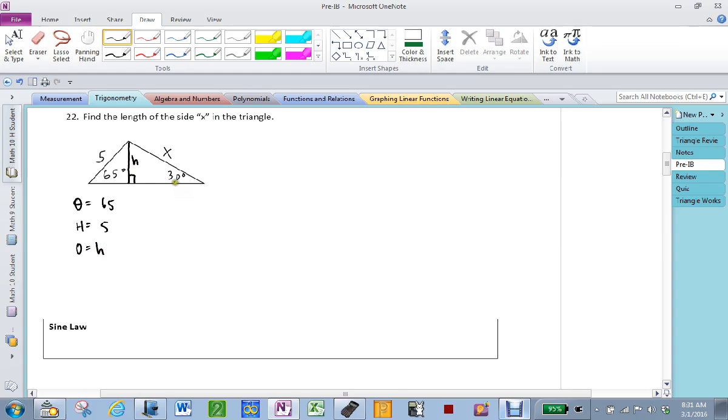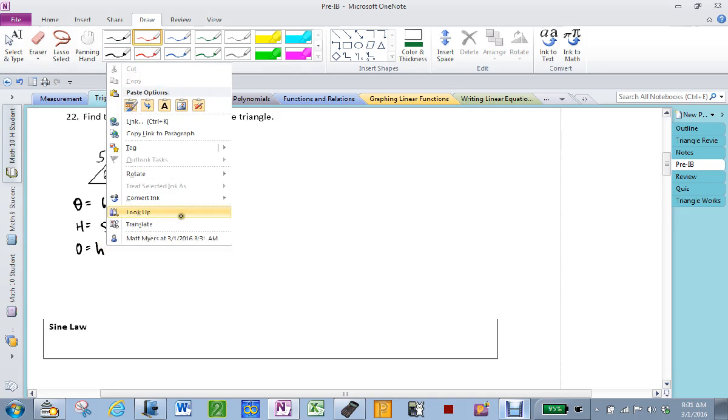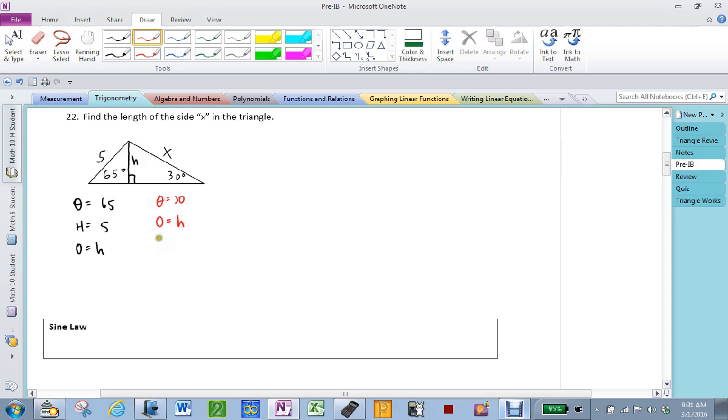Because once you had h, then you would come over to here, and on this side you had a theta of 30, an O that was h, and a hypotenuse that was x. And once you knew h, you could work out this side, yes? Everybody good? Okay. As promised, because you guys are extra smart, there's a shortcut to this.